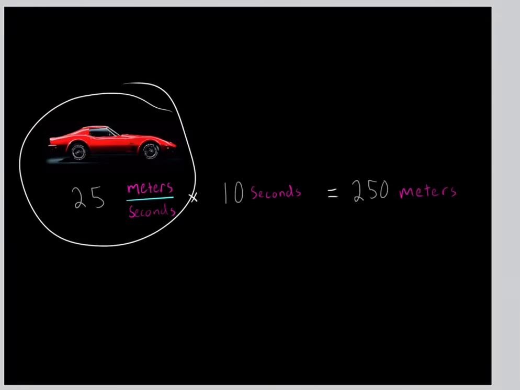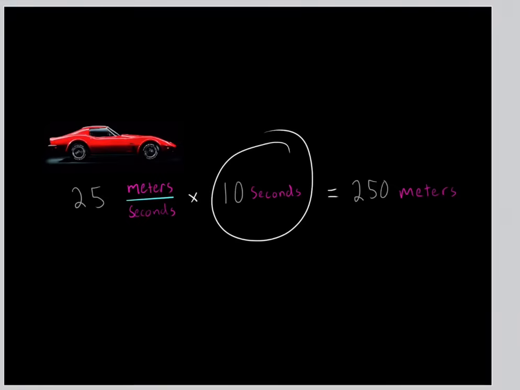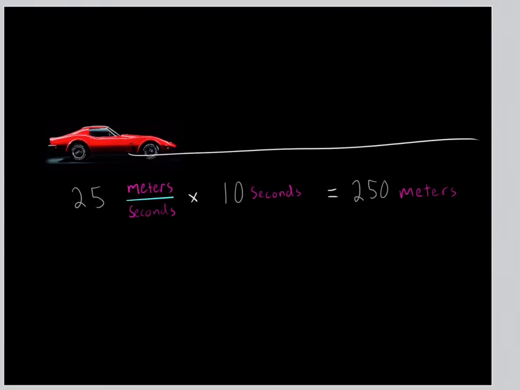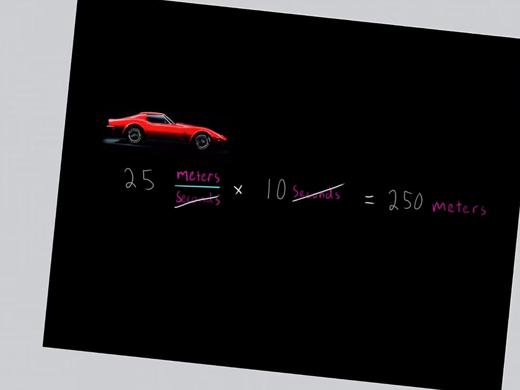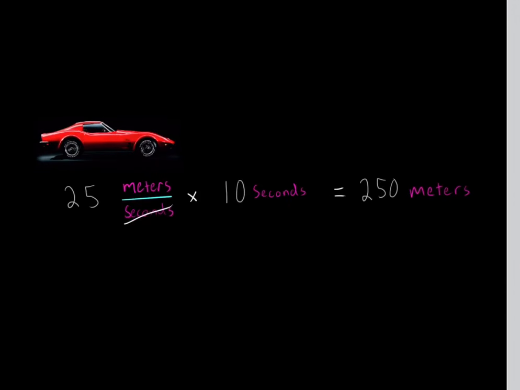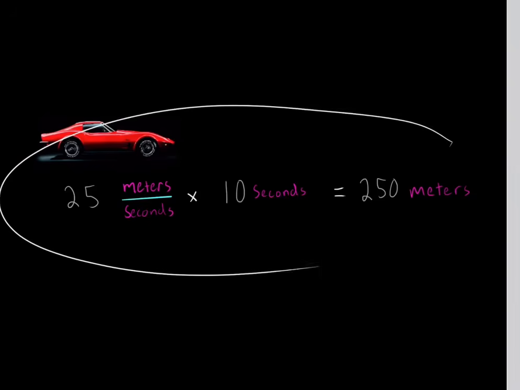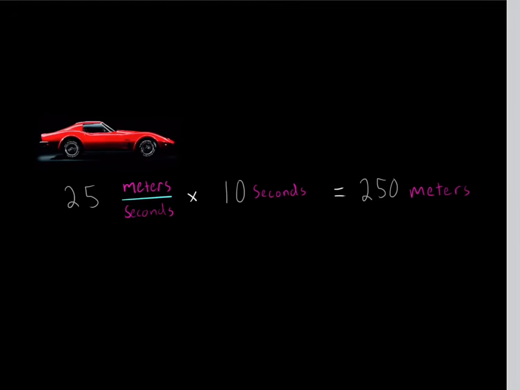So now we know if this car is traveling at 25 meters per second and it's traveling at that velocity for 10 seconds, then we know it's traveled a total of 250 meters. And again, we see the units cancel and now we're left with meters. So it's just that simple. No complex abstract thinking, just very simple. Just let the units guide you.